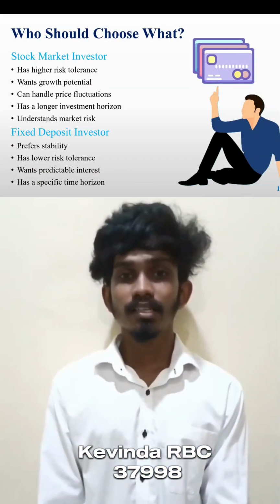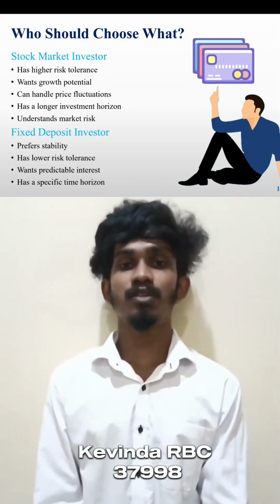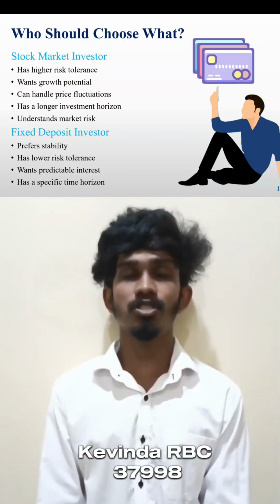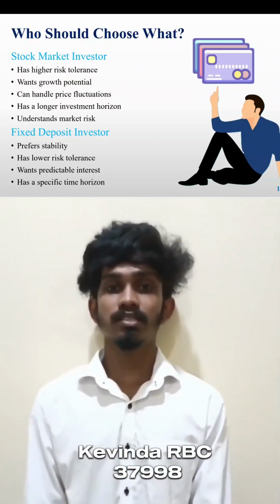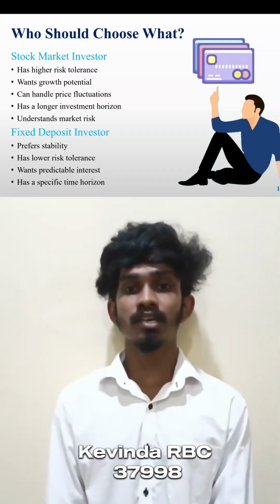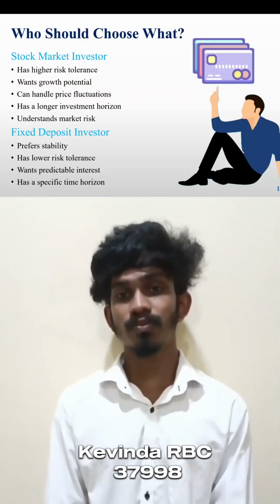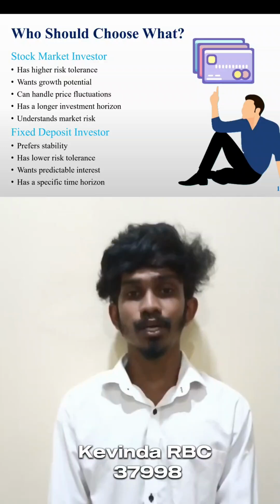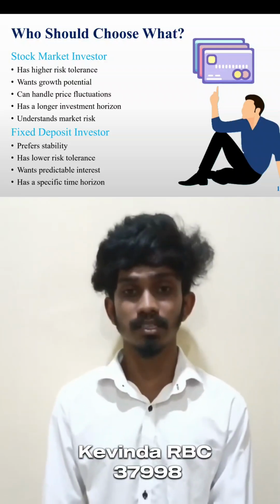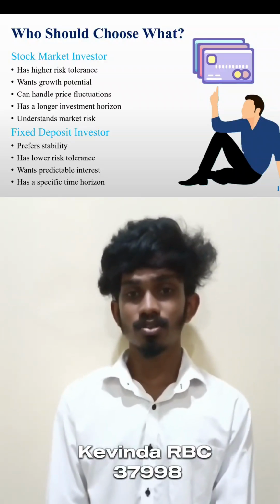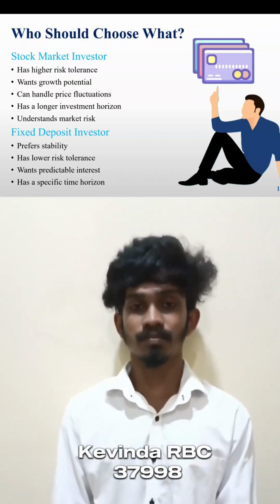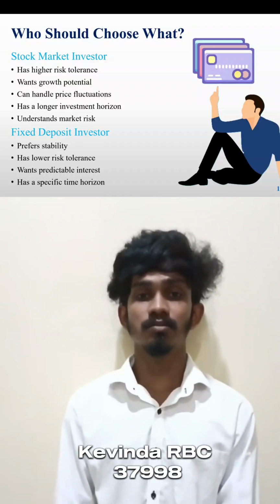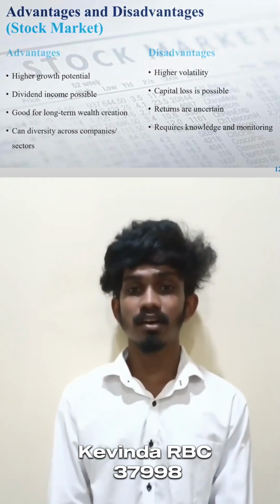Now let's compare the risks associated with these two investment options. Stock market investment has several risks. First, market volatility, where share prices can change frequently. Second, company-specific risks, because the performance of a particular company can affect its share price. There is also economic risk, where changes in the overall economy can affect investments. Because of these risks, investors may even lose part of their invested capital and returns are uncertain.